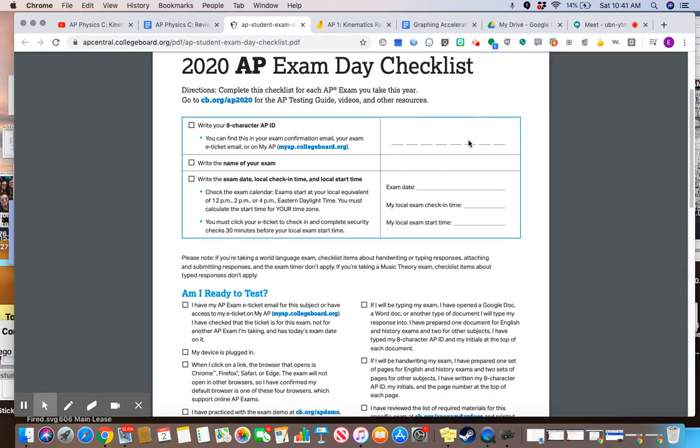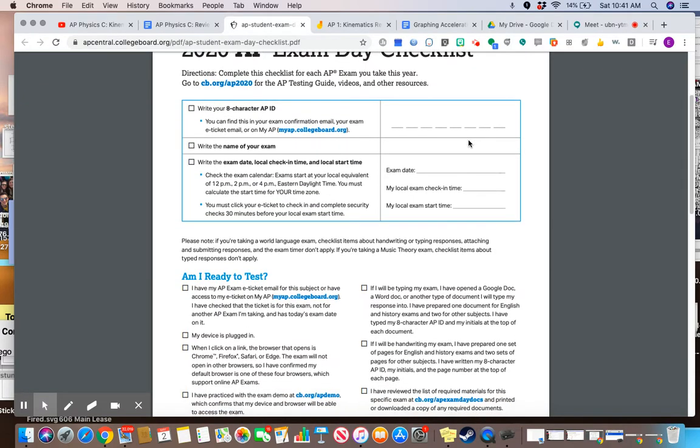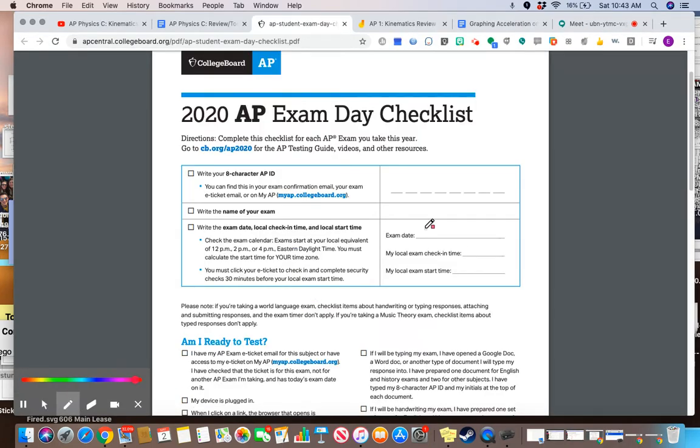You need your 8-digit AP ID. You need to know, obviously, your exam date, the check-in time, and the local start time. Exam, I know you're so lucky. So your exam date is Monday, May 11th. You must check into the exam 30 minutes before the exam.